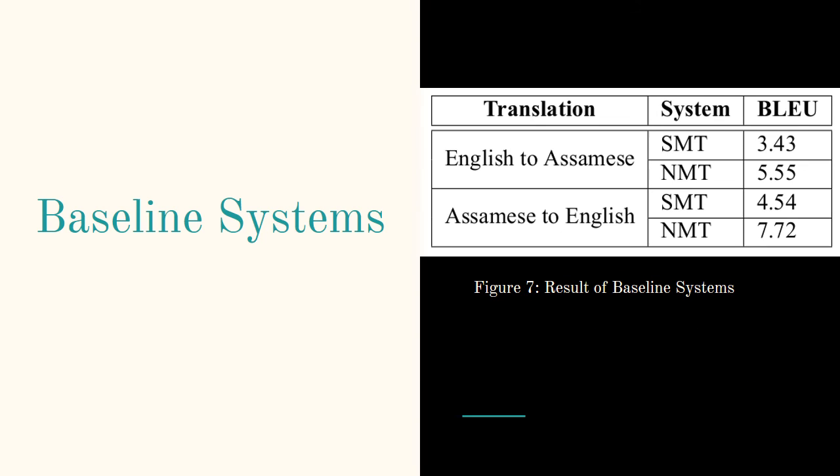So this is the baseline systems result, where we have noticed that NMT obtained a higher score than SMT in the case of both English to Assamese and Assamese to English translations.